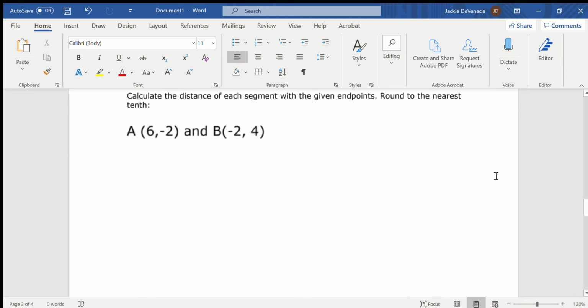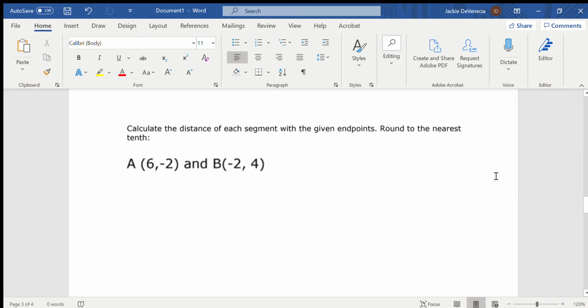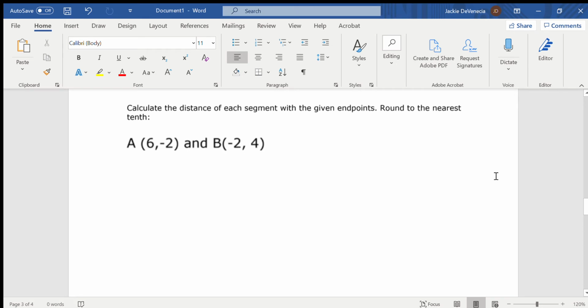Okay, so now we're going to review, we're going to look over some distance problems, which will also be on the quiz. So this one is saying we need to calculate the distance of each segment, with the given endpoints, round to the nearest tenth. Okay, so we have these two endpoints, A and B, and they gave us those coordinates. Now, starting point usually is the letter that appears first. So A appears first here, so that's going to be my starting point. Now, they don't necessarily have to be in alphabetical order, but in this case, it is.